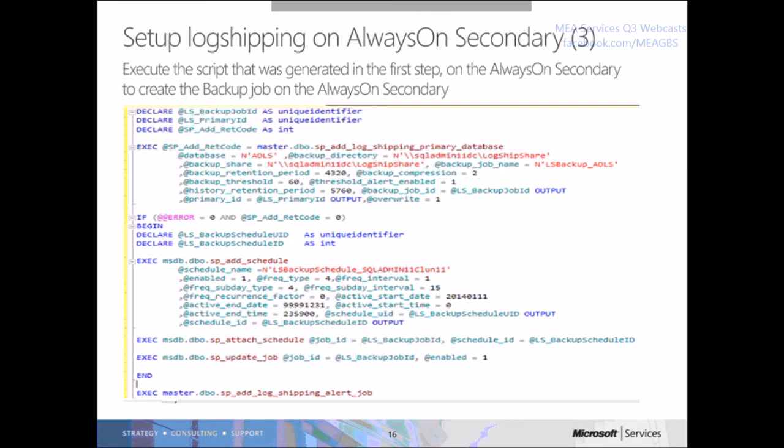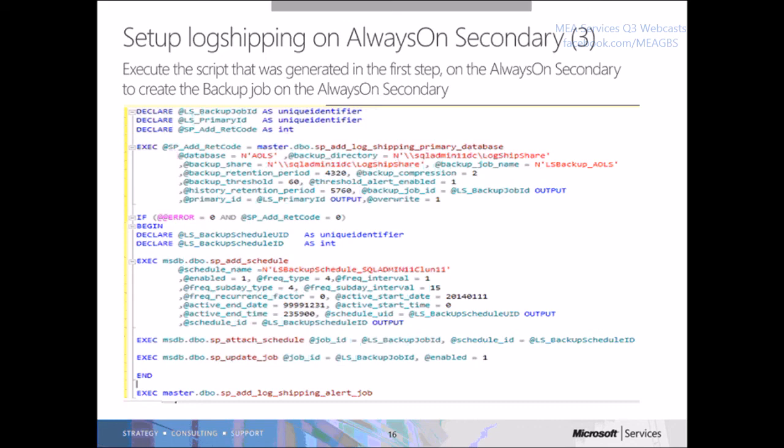We can do this in two means. The first option is to use the script that we generated earlier on. And that's the script that you're seeing in the slide right now. This script can help us set up AlwaysOn Secondary to enable the database for LogShipping, and then create the backup job on the AlwaysOn Secondary server. Or the other option that you can choose is to fail over the AlwaysOn group to the AlwaysOn Secondary, make that the primary now, and then set up the backup job.